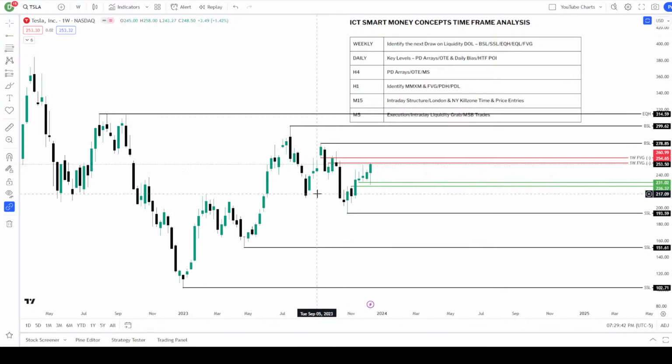Also, a term that you may or may not be familiar with is BISI and SIBI. They stand for buy side inefficiency, sell side imbalance, or sell side inefficiency, buy side imbalance. And that's what Smart Money Concepts calls the candles that displace very quickly all in one direction and then leave a fair value gap. They are because of an inefficiency in price delivery that then leaves an imbalance where price will want to go back to and balance that section out.